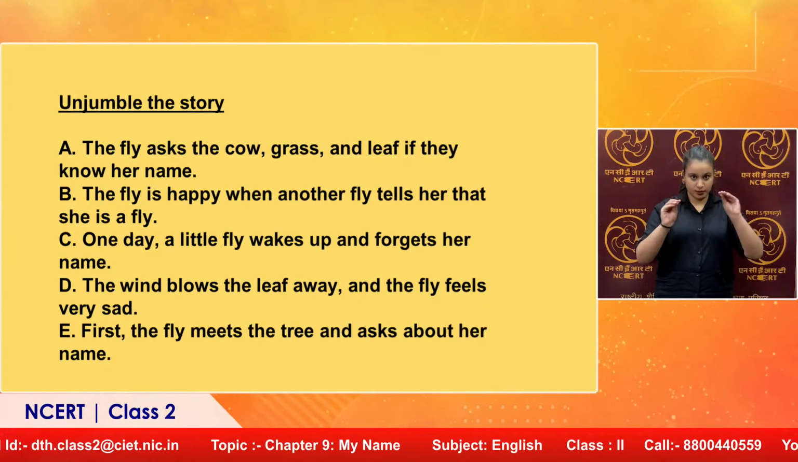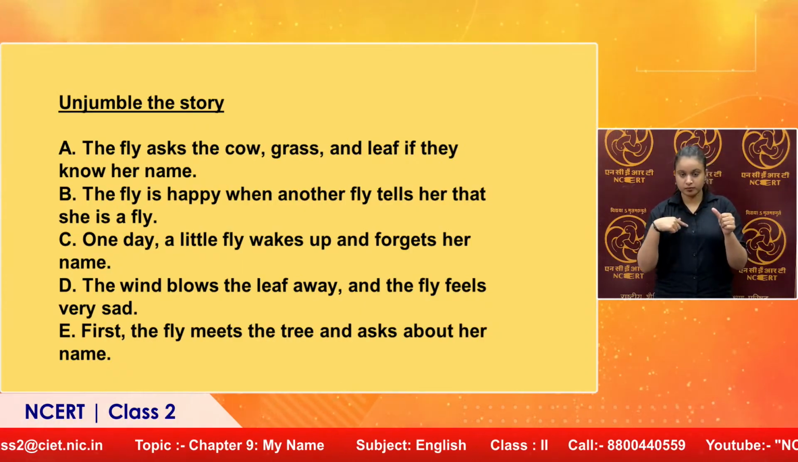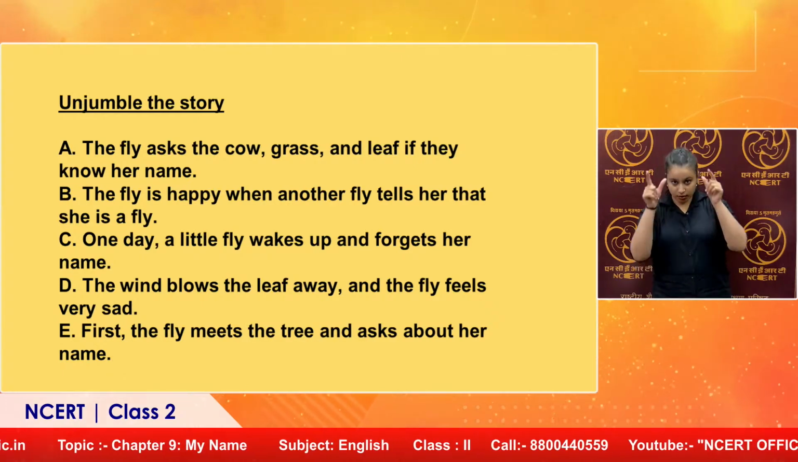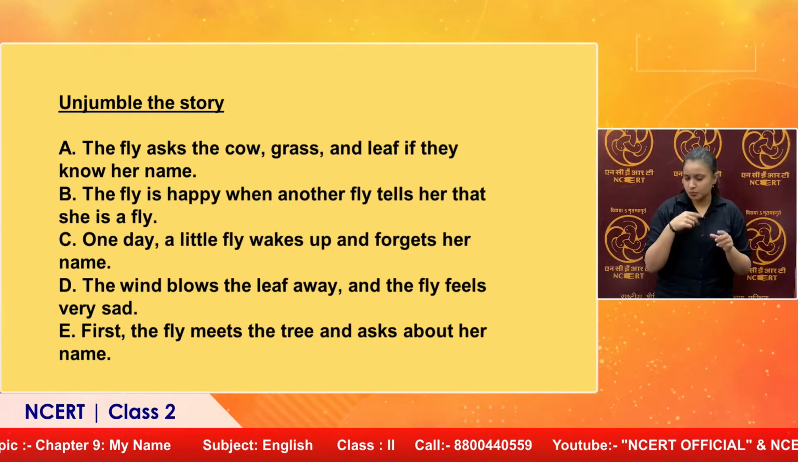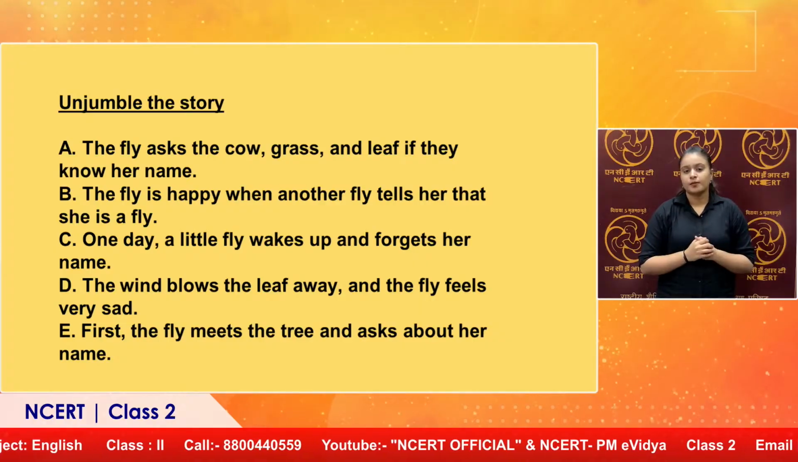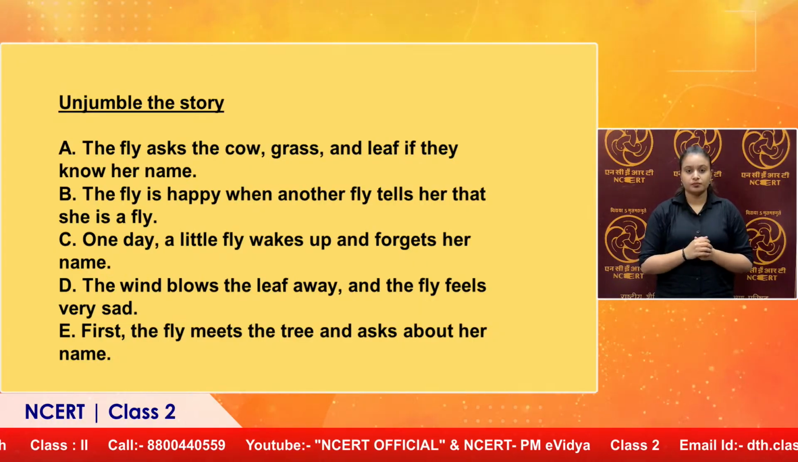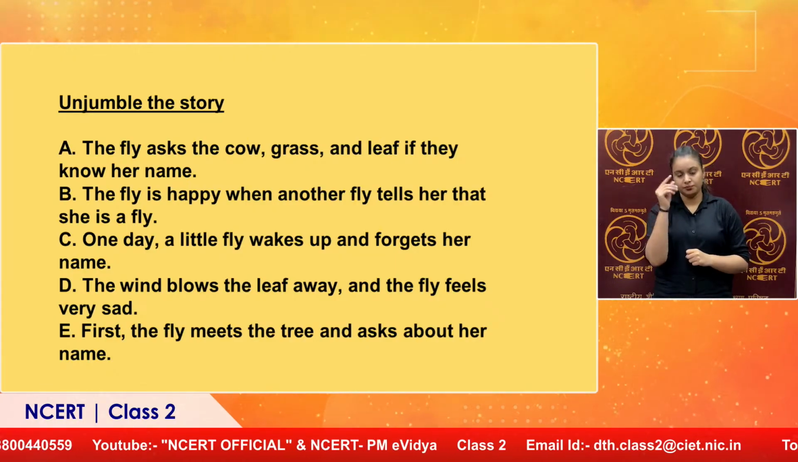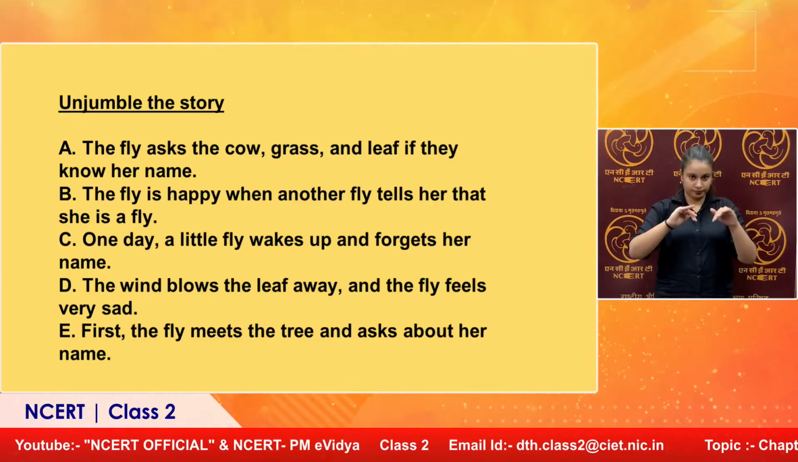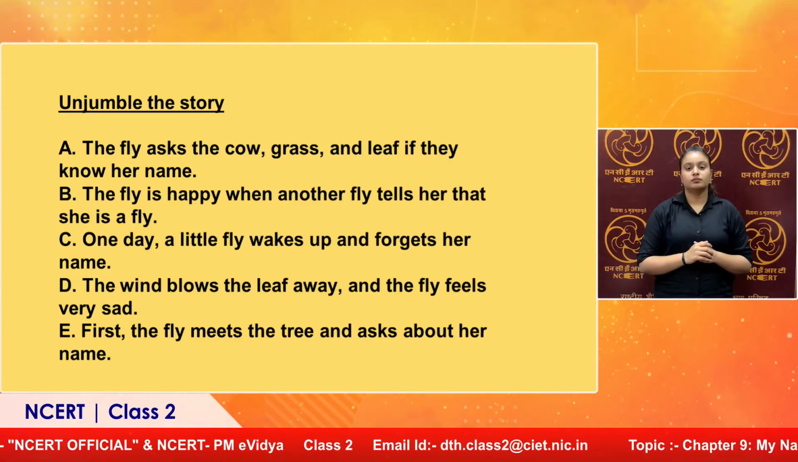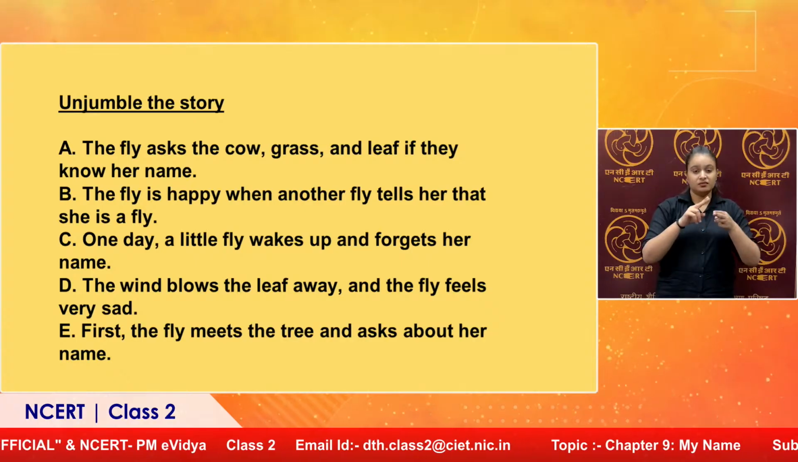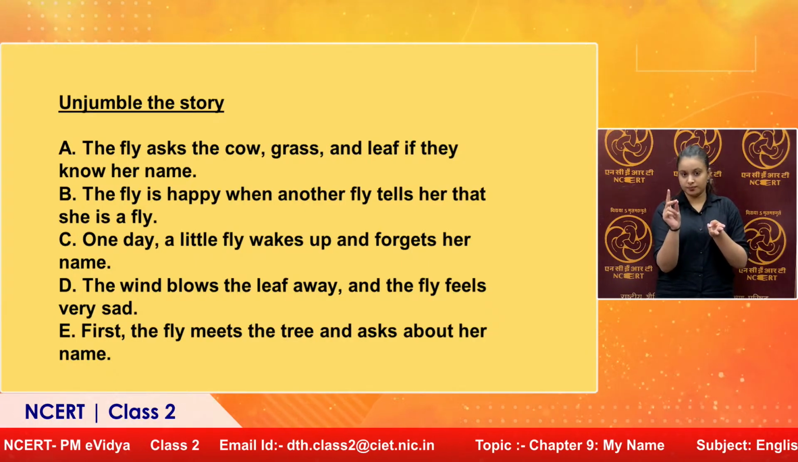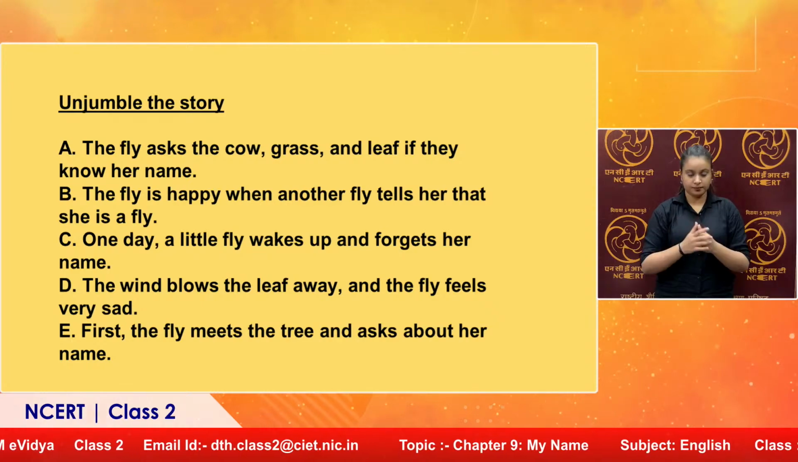So A is the fly asks the cow, grass and leaf if they know her name. Did it happen in the beginning of the story? No. Let me take a look at the options that are there, A, B, C, D, and I think the first thing that happened is option C. One day a little fly wakes up and forgets her name basically. Yes, forgets her name. Yeah, so option C would come first, and after that when the fly meets the tree, I think option E would be the second one and asks about her name. And then A, the fly asks the cow, grass and leaf if they know her name.